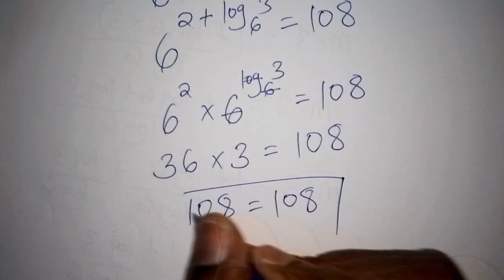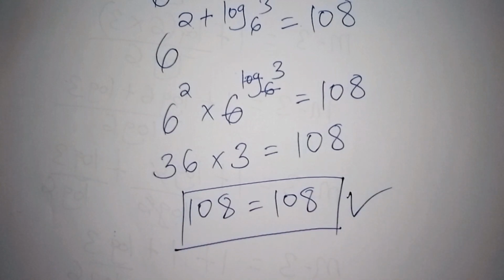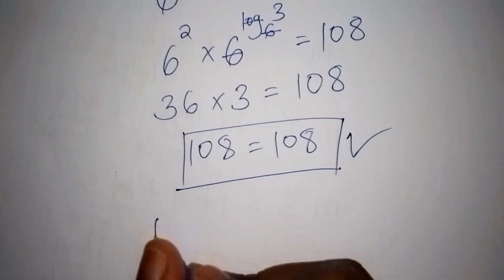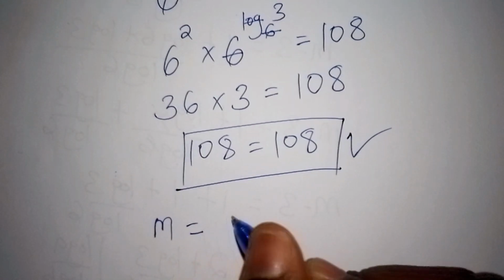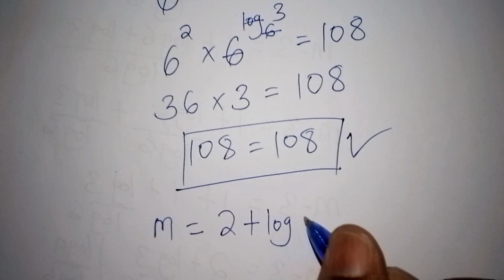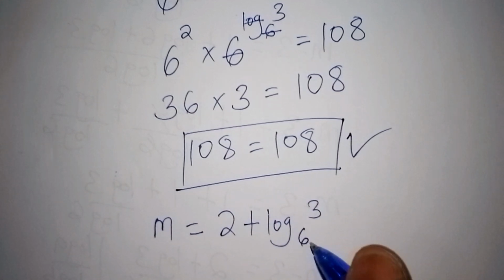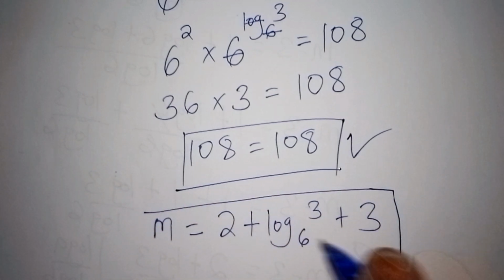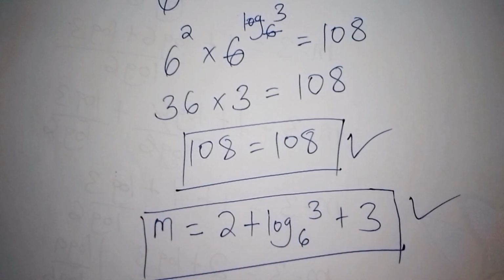So it means that we are very correct when we conclude by saying that the value for m is equal to 2 plus the log of 3 to the base of 6 plus 3. So now this is finally the correct answer after proving it.